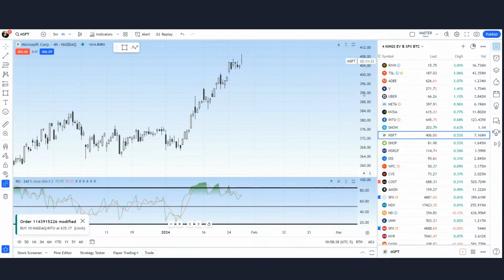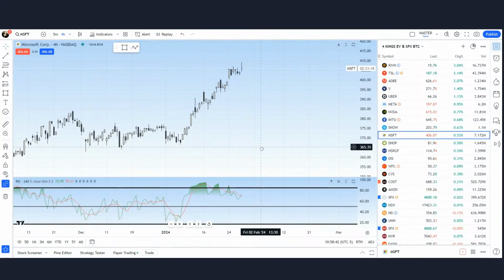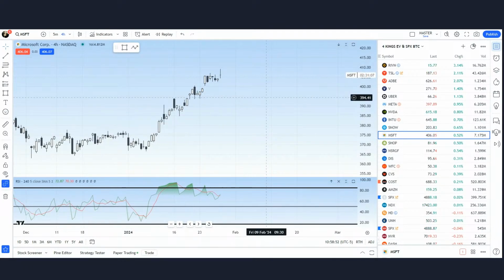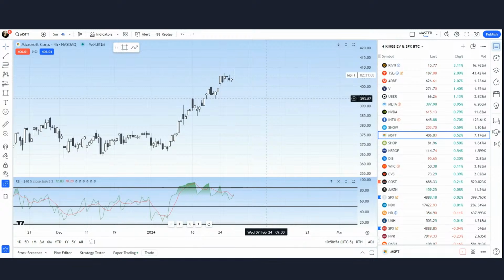Microsoft, oof, Microsoft is the big beast this week because Microsoft is doing earnings this week, and with Microsoft Copilot, the new tool that is available for Microsoft users, it's gonna probably make big numbers this week. So just keep an eye on Microsoft.